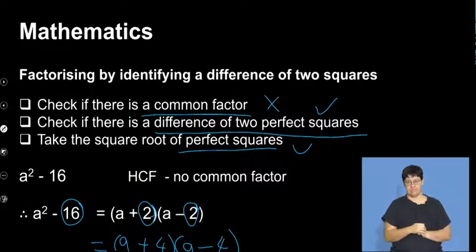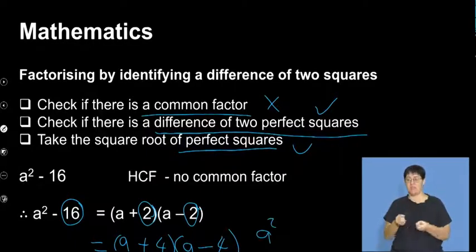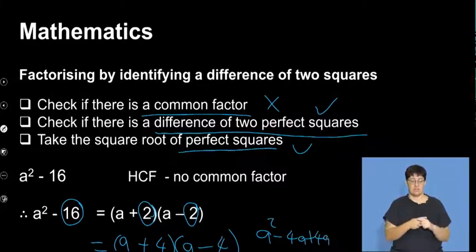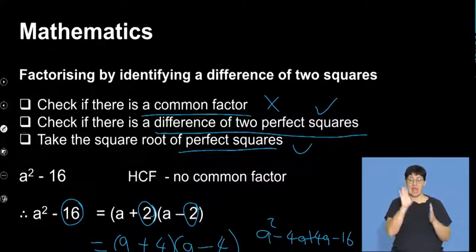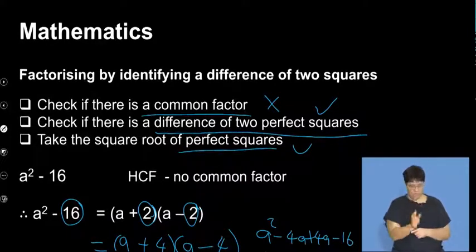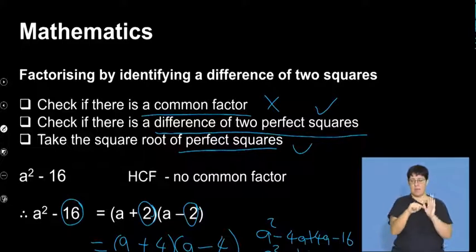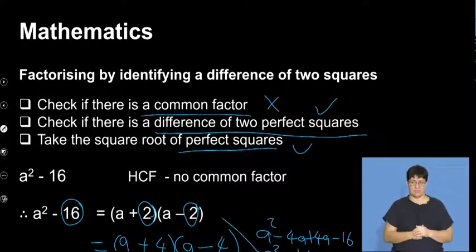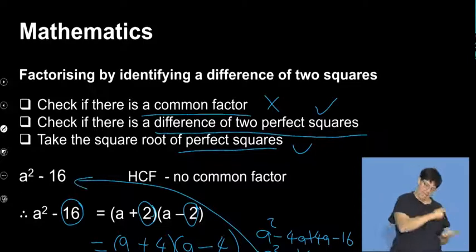Let's look at this one here quickly. A multiplied by a will also give me a squared. A multiplied by negative 4 will be minus 4a. 4 multiplied by a will be plus 4a. Lastly, 4 multiplied by minus 4 will be negative 16. Let's look at the middle term. Can it be cancelled? Yes. Minus 4a plus 4a is 0, so I will be left with a squared minus 16, which takes us back to what the question was.